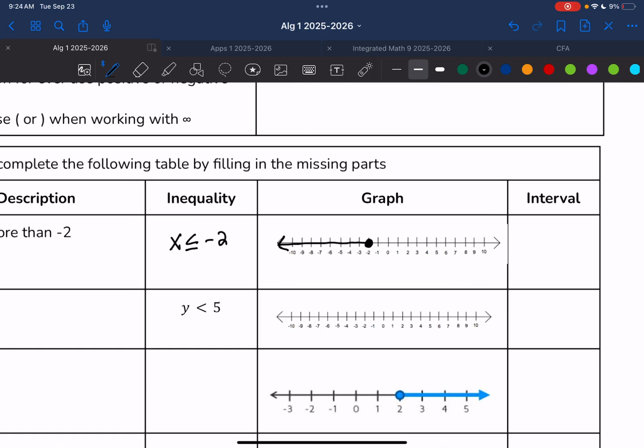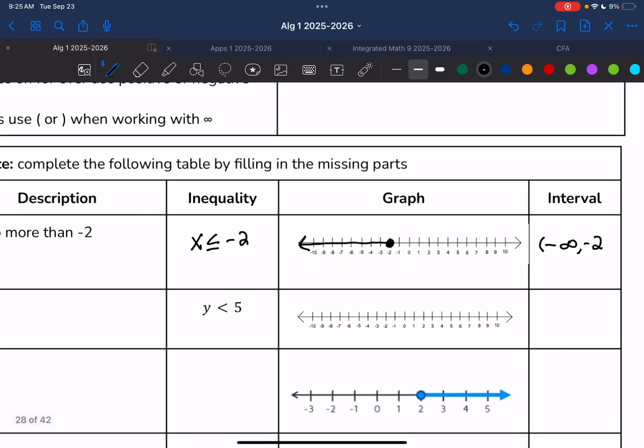Well, what's the smallest number included in our set? There is none, so we're going to write negative infinity. It's going to go on forever to the left. Comma, what's the biggest number in our set? Well, it can be no more than negative 2. So negative 2 is the biggest number, and it is included, so we're going to use a bracket.